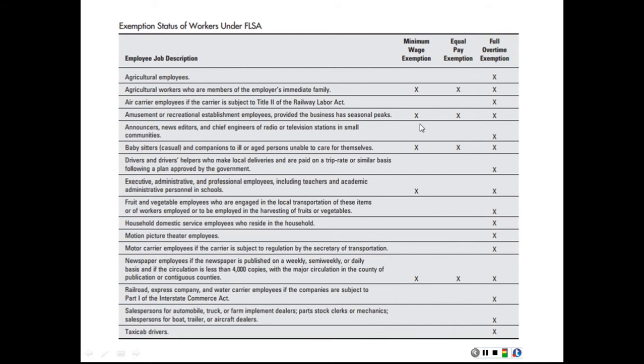Recreational establishments that have seasonal peaks are exempt under the law as demonstrated here. Newspaper employees, where the paper is published weekly, semi-weekly, or daily, if they have low circulations, 4,000 copies or less, they're exempt. And you sort of wonder how these things get into the law.